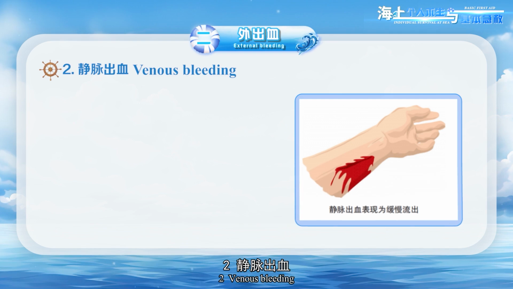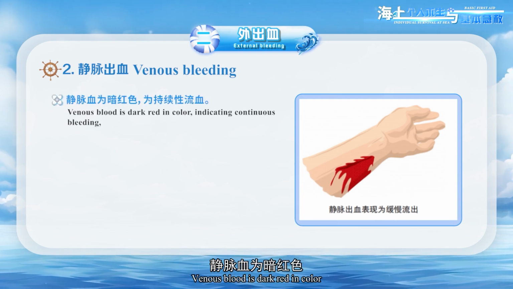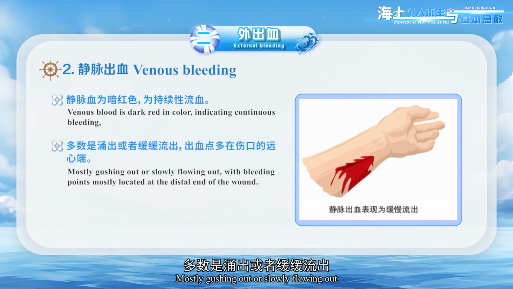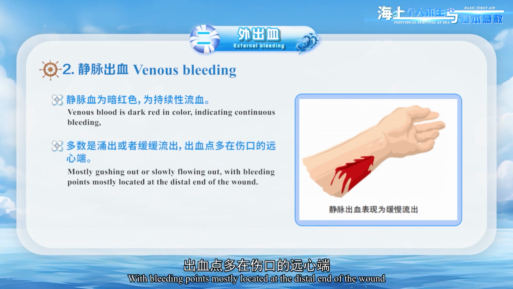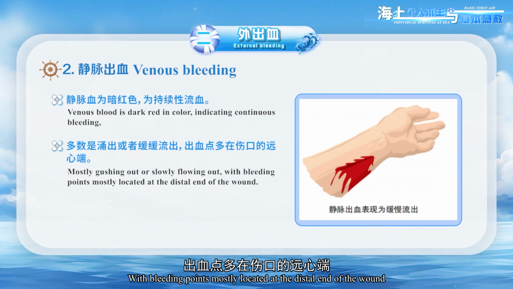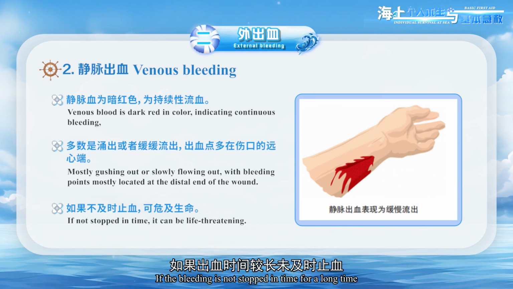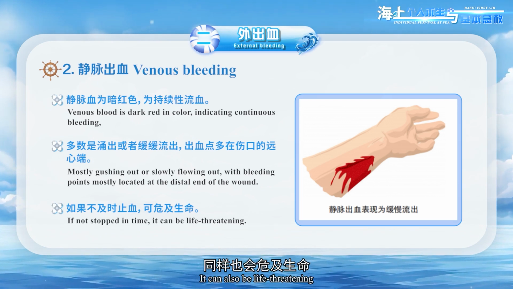2. Venous bleeding. Venous blood is dark red in color, indicating continuous bleeding, mostly gushing out or slowly flowing out, with bleeding points mostly located at the distal end of the wound. If the bleeding is not stopped in time for a long time, it can also be life-threatening.